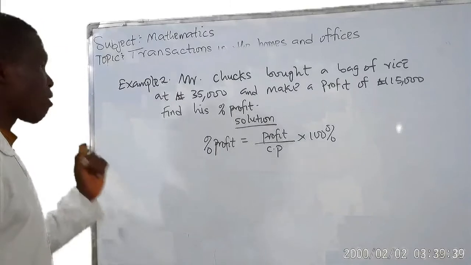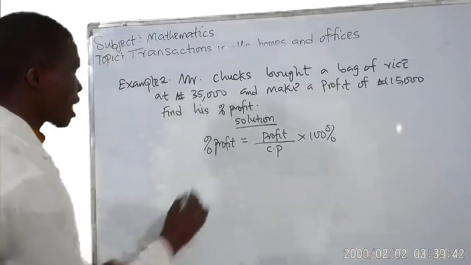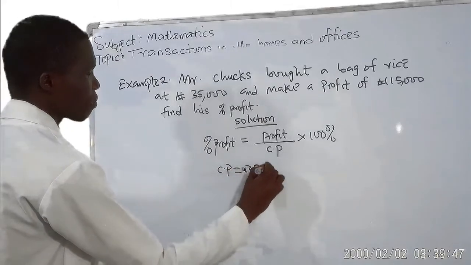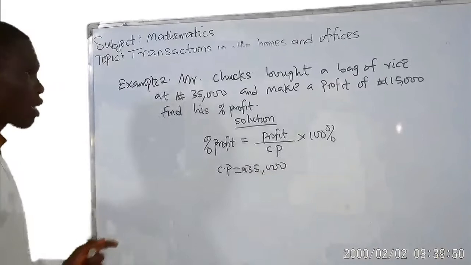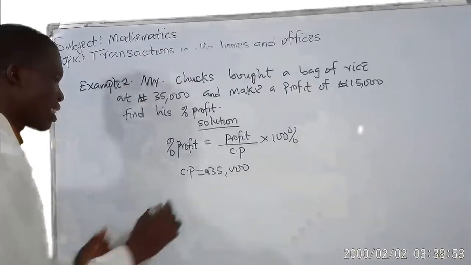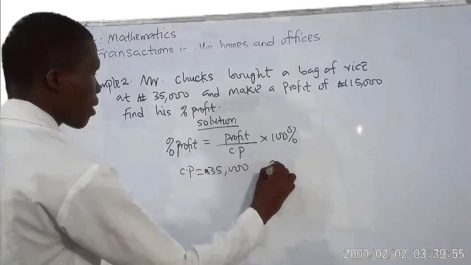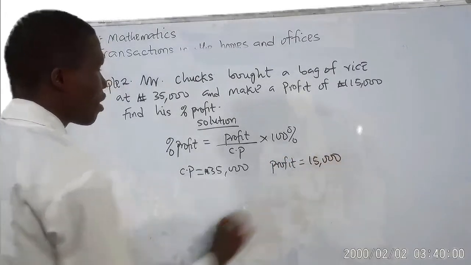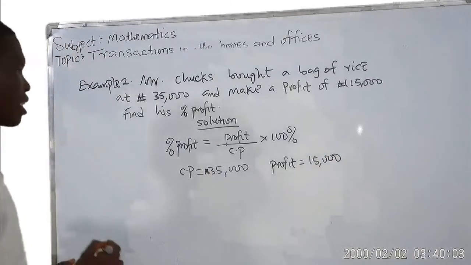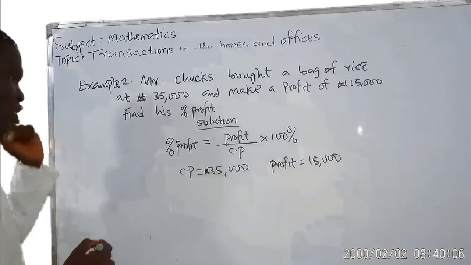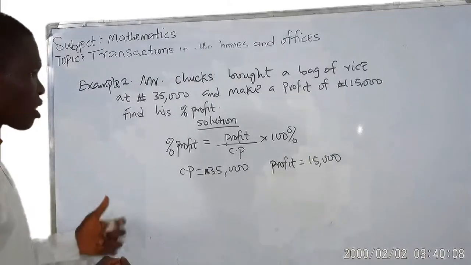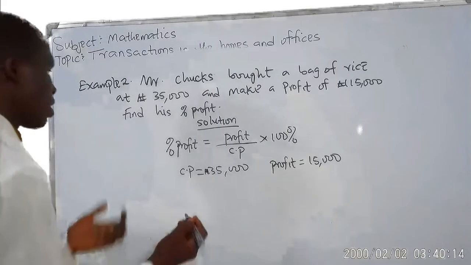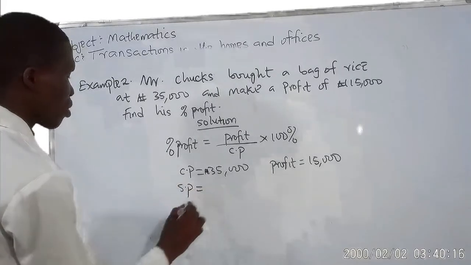Mr. Jukes bought a bag of rice at 35,000. That means cost price will give us 35,000 naira. Okay, he made a profit of 15,000 naira. That means profit will give us 15,000 naira. Now, to find the percentage profit, you must get your selling price. And what are we going to do here?